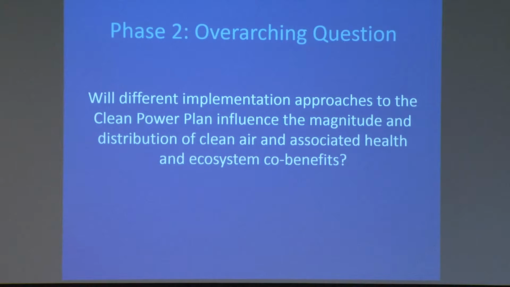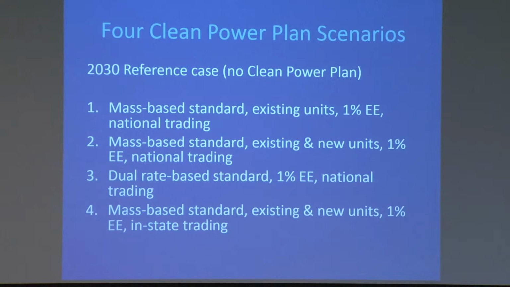Okay, so the other thing that I mentioned is that we are looking at the actual Clean Power Plan, and so we're trying to address the question, what are the implications of different ways in which this might be implemented, and would there be associated air and health and ecosystem benefits with that? So as I mentioned, this is going to be implemented in theory in 2030. And there are a number of trade-offs that are being considered.